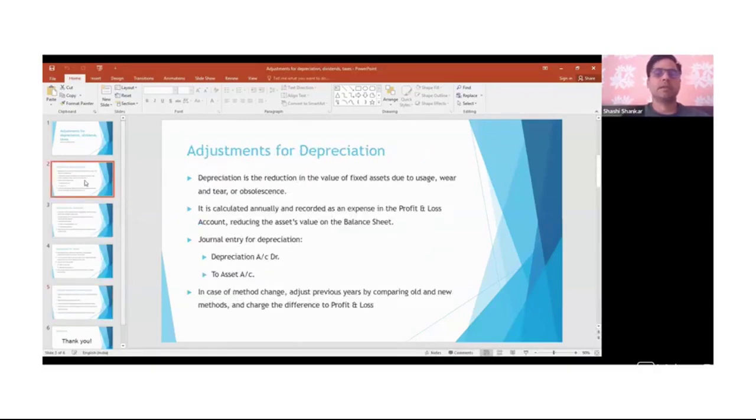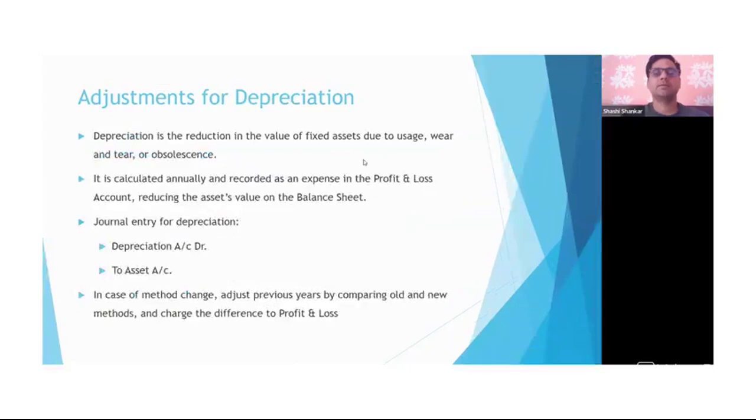Okay, to begin with, adjustment for depreciation. Depreciation is nothing but the reduction in the value of fixed assets due to use, wear and tear or obsolescence. Each and every fixed asset must have some depreciation, and that depreciation method will be fixed. It is not something we can change in the middle of the year, nor can any company.